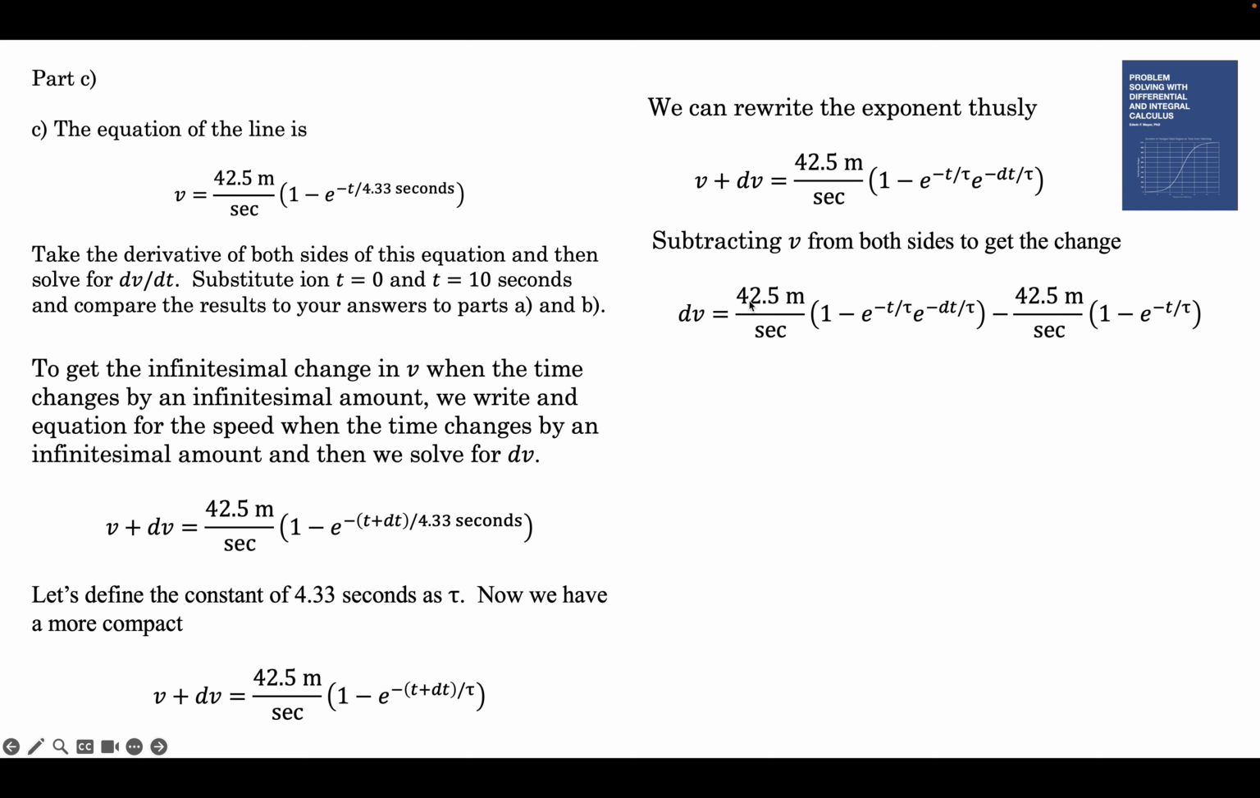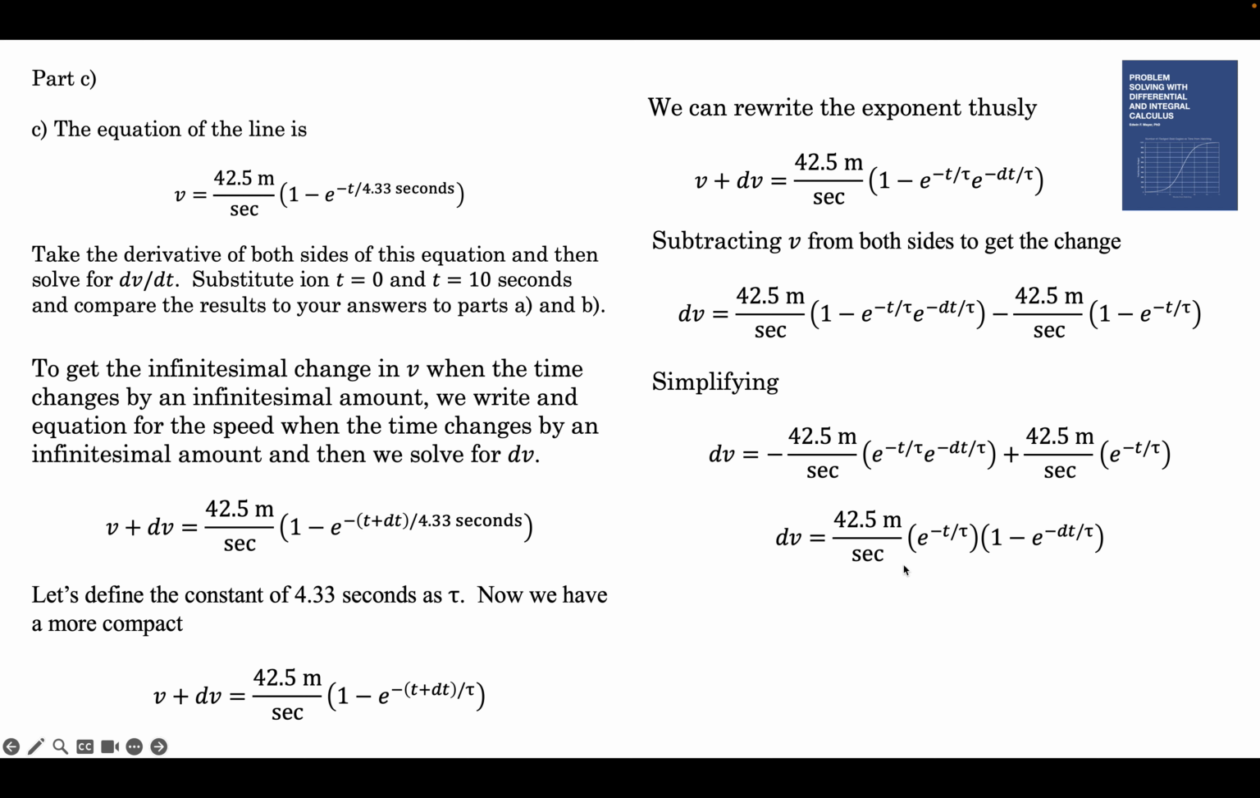Now we can mess with this a little bit. We have 42.5 meters per second times positive 1. We have minus 42.5 meters per second times negative 1. So those two terms go away. And we have this. And now we have 42.5 meters per second times e to the minus t over tau, and we have 42.5 meters per second e to the minus t over tau right here. And there's a negative sign out front. So I'm going to factor this whole thing out like this. So the 1 is from here, and the minus e to the minus dt over tau is right here, and there's the negative sign right here.